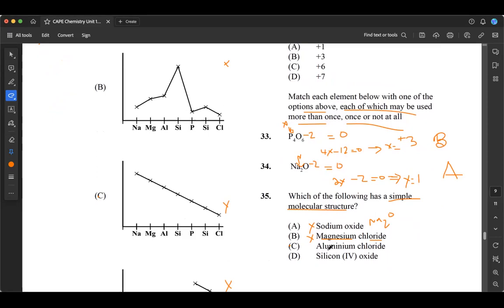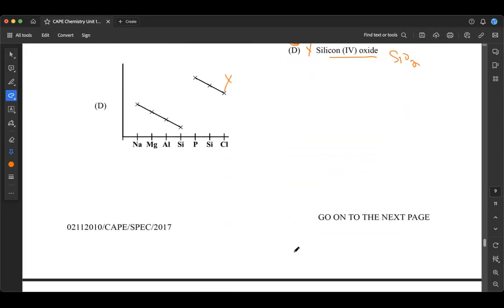Aluminium chloride now is interesting because you would think it would have an ionic structure, but it's not really, because the difference between the aluminium and chlorine in terms of electronegativity is not that large. And so what we see in this case is a simple molecular structure for aluminium chloride. So aluminium chloride is actually our answer here. It has a simple molecular structure. And we know that silicon(IV) oxide, SiO2, silicon dioxide, has a giant molecular structure, right? So we know that that's not this. So our answer is C for 35. So 35 is C. And we're moving along to 36 now.